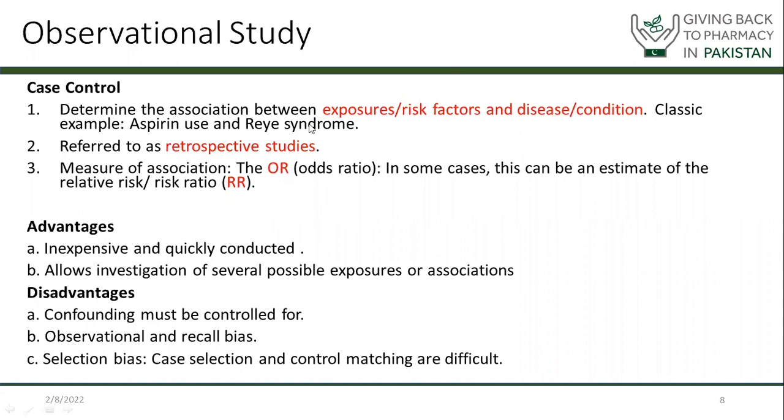A classic example is aspirin used in Reye syndrome. So this is referred to as retrospective, and the measure is the odds ratio. In some cases, an estimate of the relative risk ratio also, we will discuss it in the future. But odds ratios are what is measured. Risk ratios are not measured in case control. Risk ratios are measured in cohort studies.